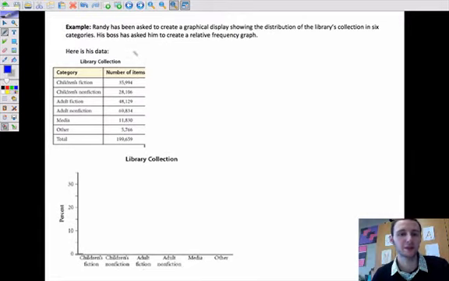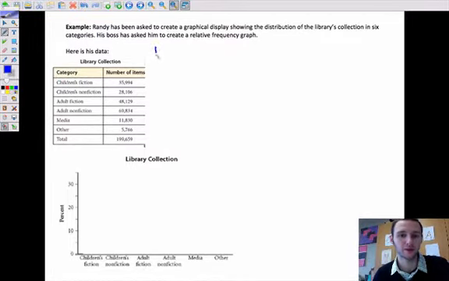In this first example, Randy has been asked to create a graphical display showing the distribution of the library's collection in 6 categories. His boss asked him to create a relative frequency graph. So here's the data. Here are all the different types of books as well as how many there are. And then here is the total. So if we're going to create a relative frequency graph, the first thing we need to do is find out how frequent each one of these categories occurs compared to the total.